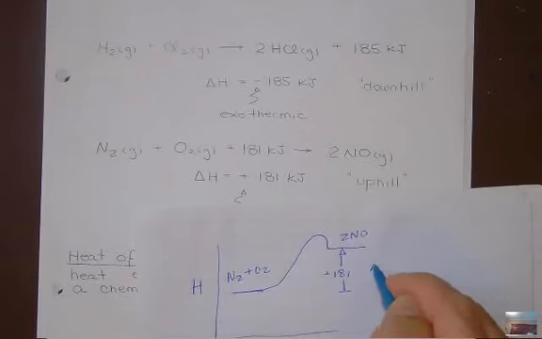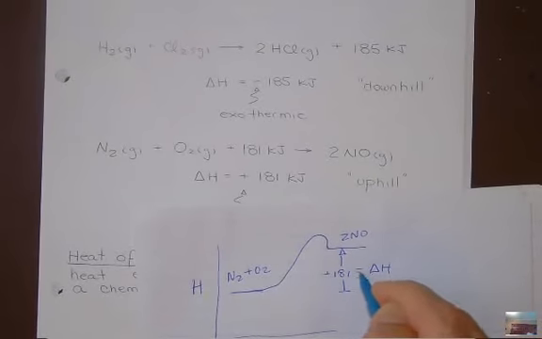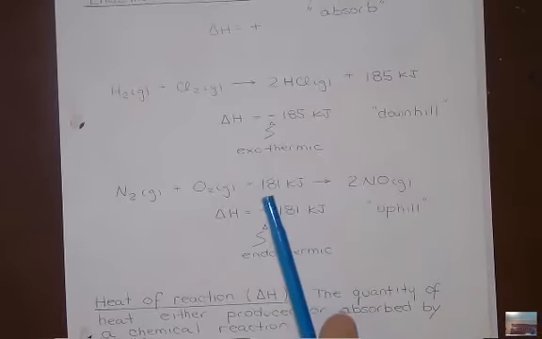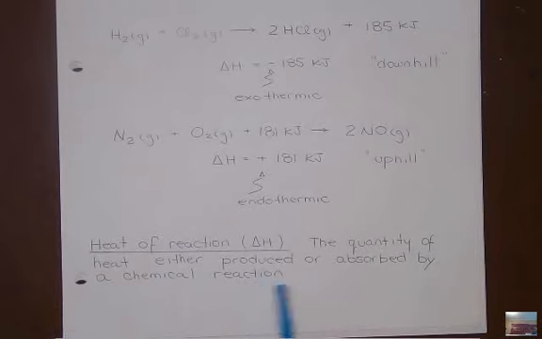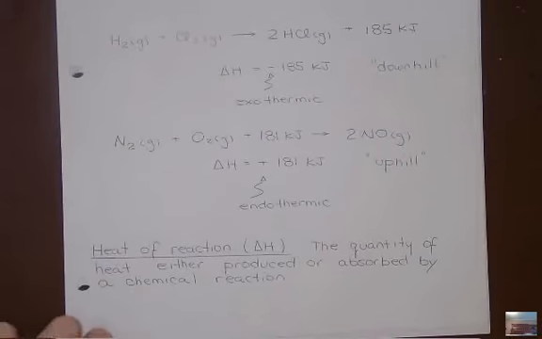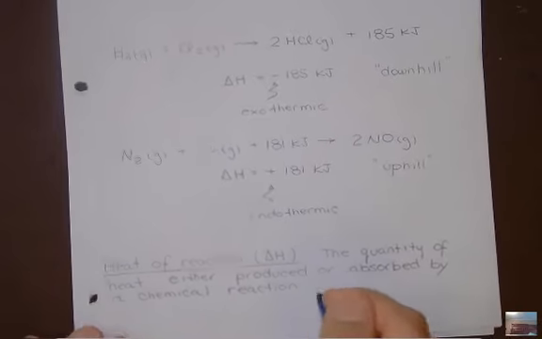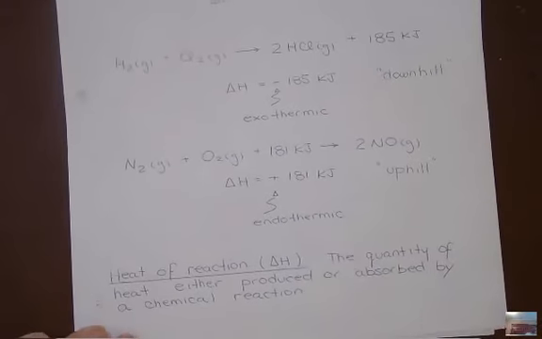So delta H is the difference in H. Uphill is written on the left-hand side of the chemical reaction. Okay? So delta H of reaction is the quantity of heat either produced or absorbed by a chemical reaction. Again, the fancy name for it, I really should write it on here, is the change in enthalpy.